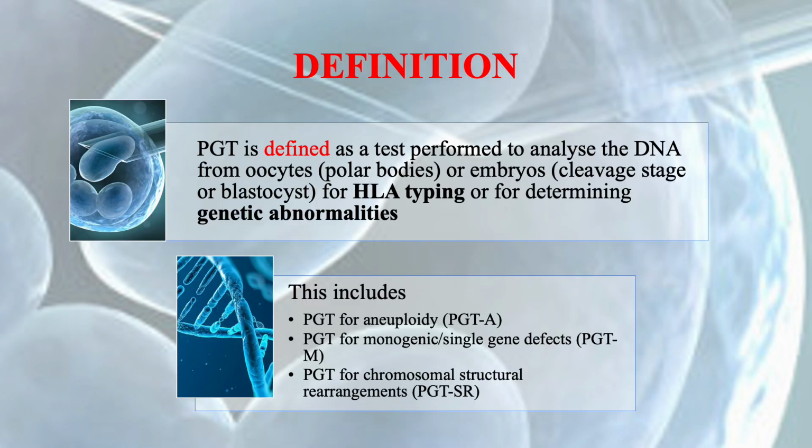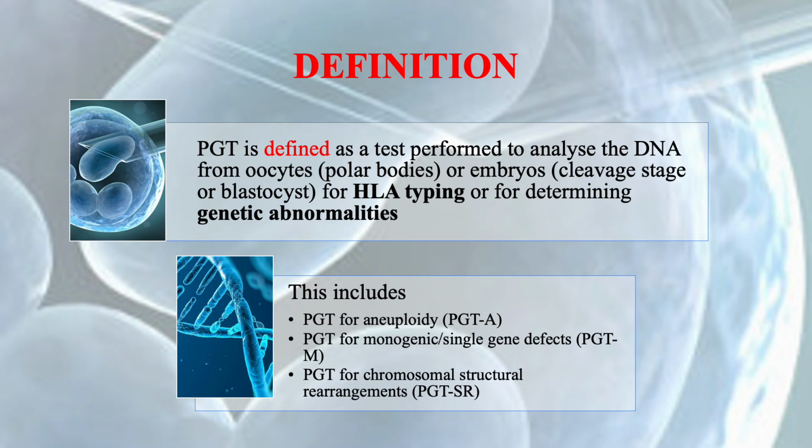How will we define PGT? It is defined as a test performed to analyze DNA from oocytes, because we can take the polar bodies, or embryos which can be in the cleavage stage or blastocyst, for either HLA typing or for determining the genetic abnormalities, which is the most common reason for doing the PGT. But yes, it helps in selecting an HLA matched child in some diseases, which the HLA matched child, if born, can help the sibling.